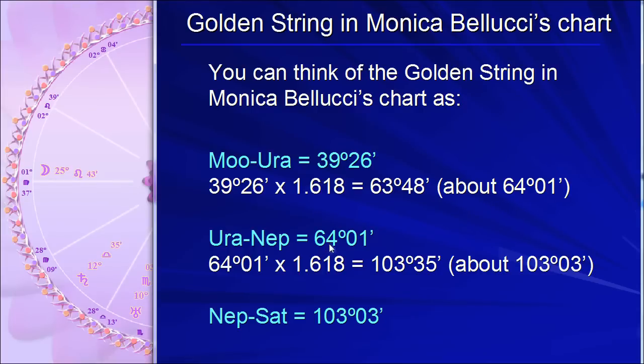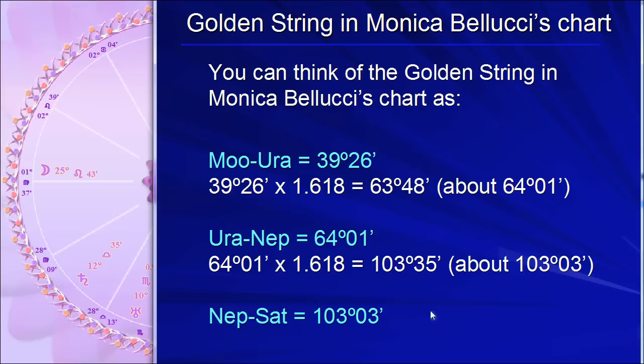And if we take the 64 degrees 1 minute, multiply it by 1.618, we get 103 degrees 35 minutes, which is very close to the actual angle between Uranus and Neptune, which is 103 degrees 3 minutes. By the way, I'm multiplying by 1.618. I'm not getting the exact angular distance because the golden ratio is not exactly 1.618, but that's pretty close. So there are the 3 angular distances. Moon to Uranus, 39 degrees 26 minutes, Uranus to Neptune, 64 degrees 1 minute, and Neptune to Saturn, 103 degrees 3 minutes. And it's a golden string.